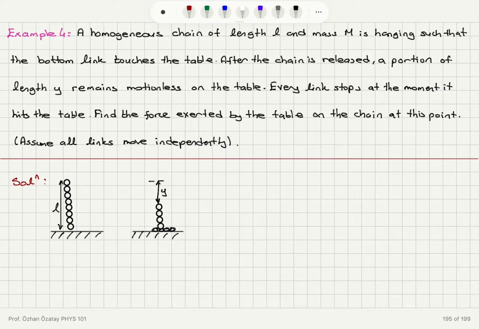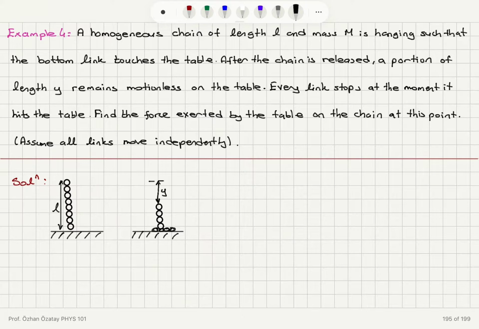Okay, so when this chain falls a distance y onto the table, the table will exert a force due to the weight of the portion that is sitting on the table. So it will be a reaction force on the weight, and also there will be a force of collision.